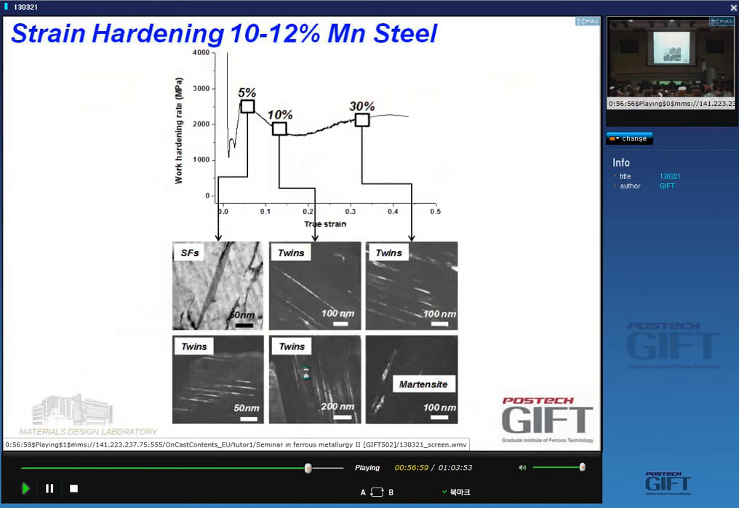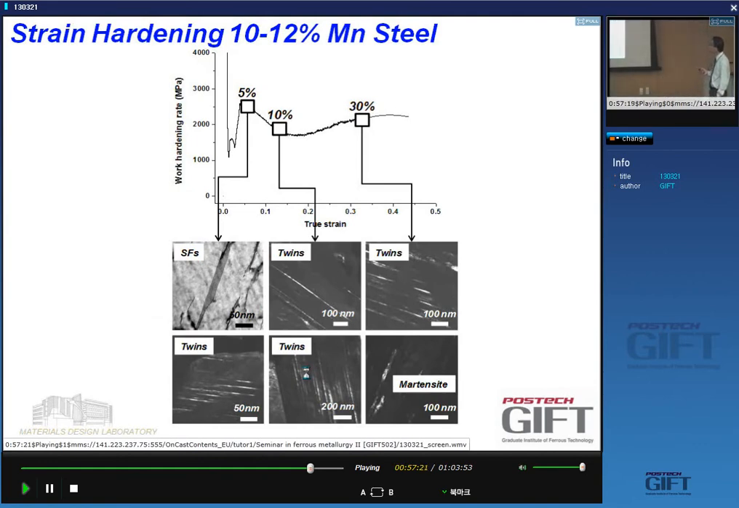And in the process of doing this, Sangwan, who is the student who worked on this system, found out that if you look at the work hardening, it has two peaks. It has one peak and another peak. And the first peak we expected, of course, because it is due to the twinning of the gamma phase.